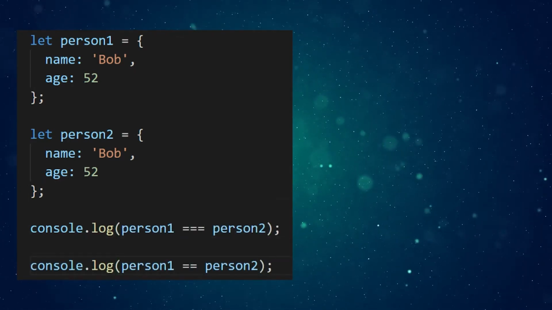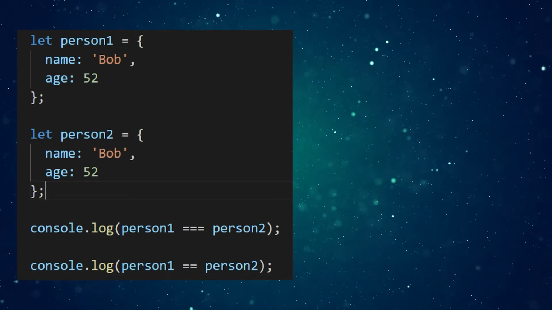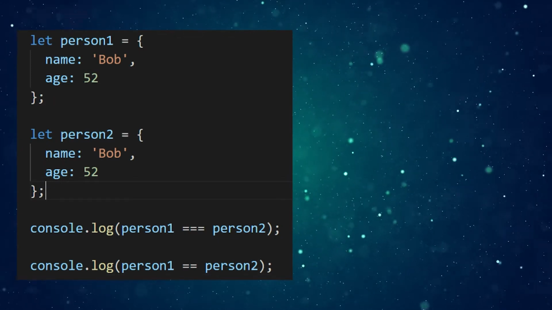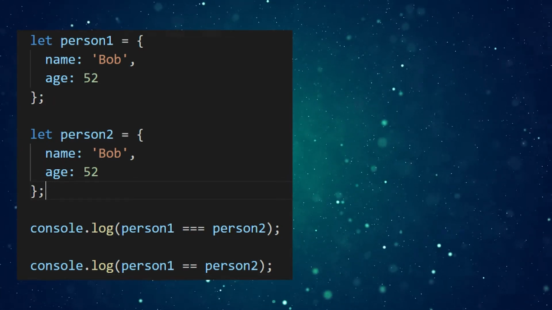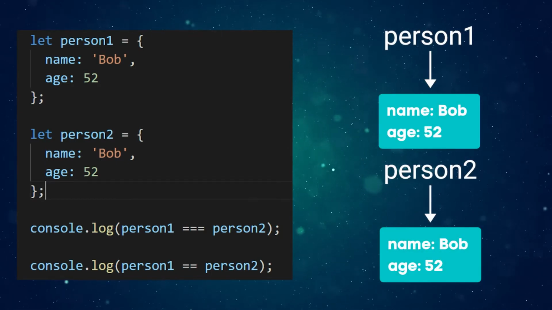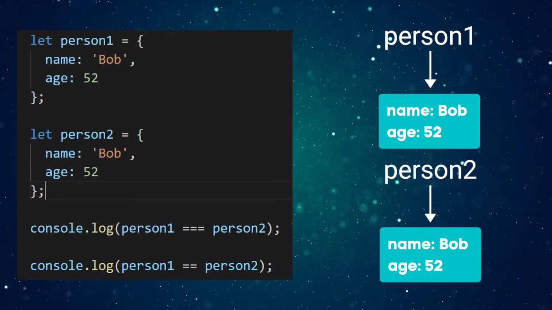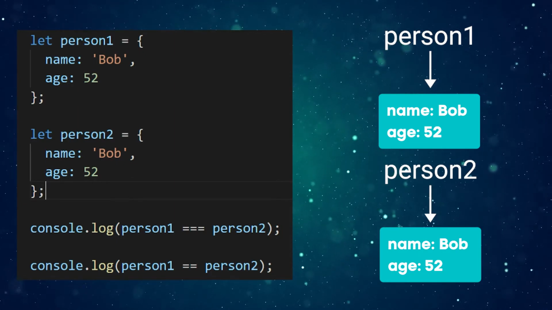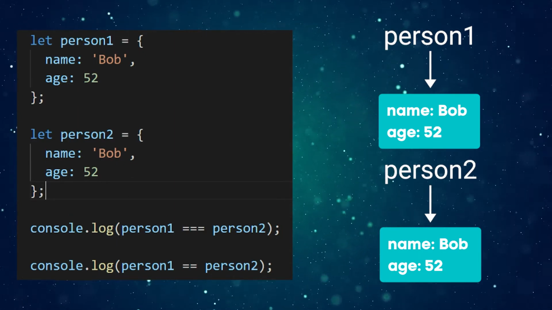Person1 does not equal person2 because the double equal and triple equal do not look at values for objects. They compare the memory reference. Is the object we are looking at the exact same object? This means changing the value of one object would update both objects since they are the same reference.